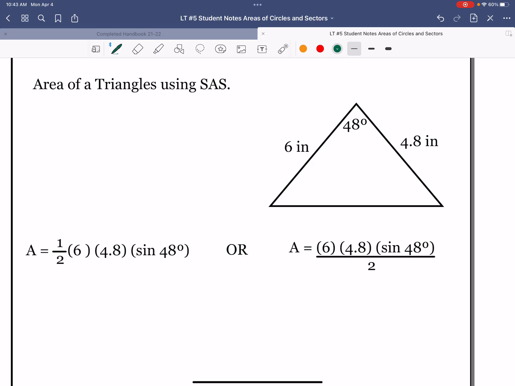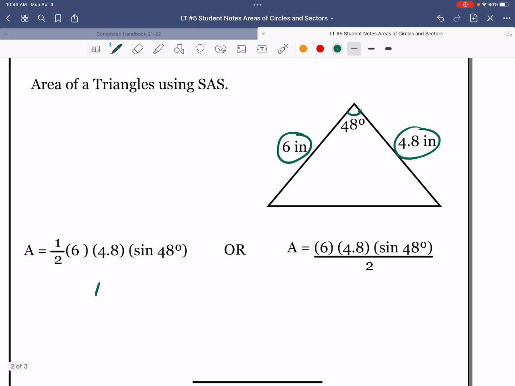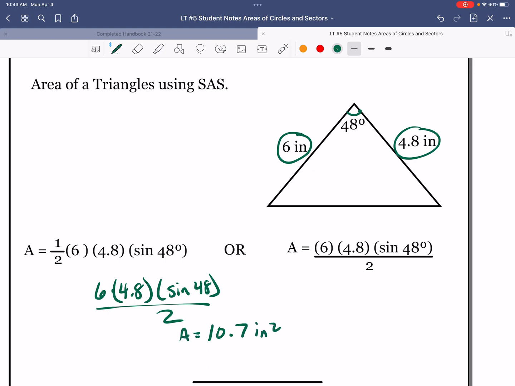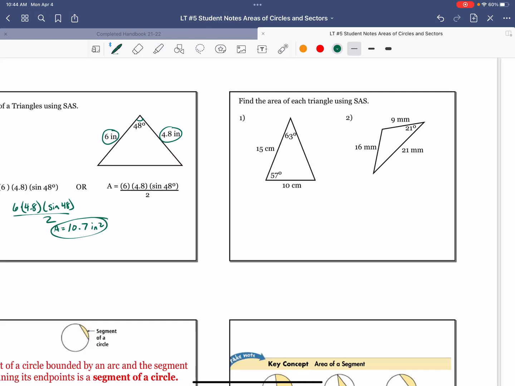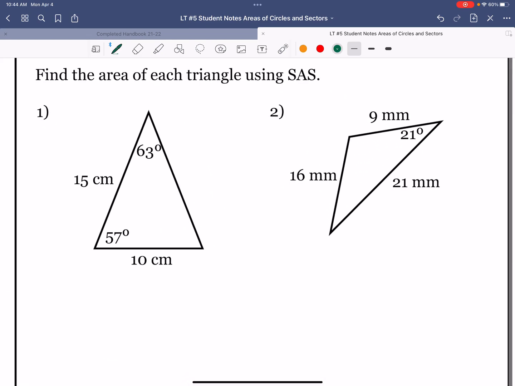So here we've got a triangle. We've got the two side lengths with the included angle. So it's basically 6 times 4.8 times the sine of the included angle divided by 2. Type that in. You get 10.7 inches squared. So this is a new quick way to get the area of a triangle. Pause the movie, try doing these two, and press play when you finish.